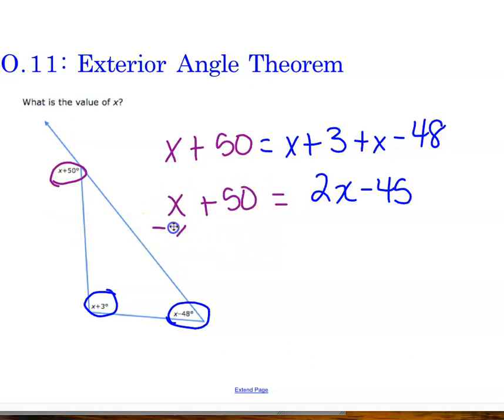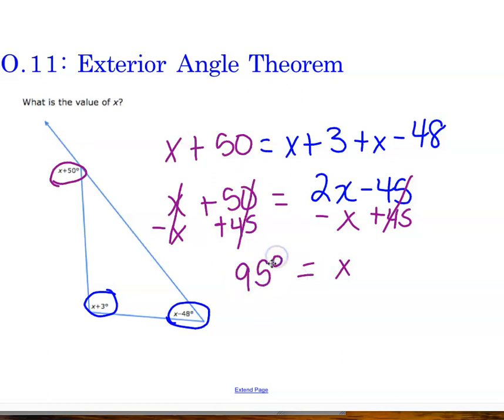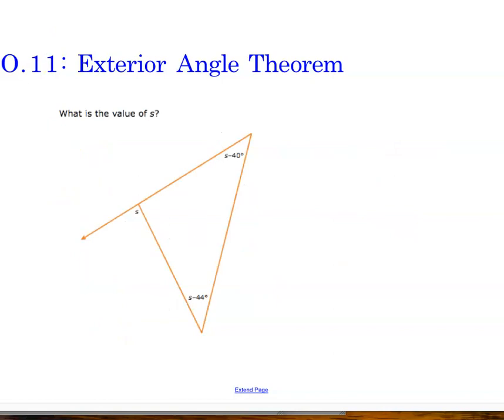Remember, I get variables to one side, so I'm going to subtract x. And I get x on this side. I get the numbers to the other side, so I'm going to add 45 to both sides. And I get x to equal 95 degrees. The sum of the two interior equals the exterior. I'm going to show you one more example.